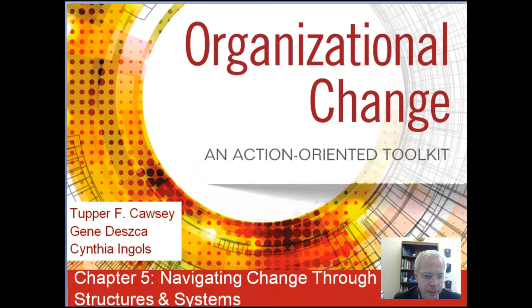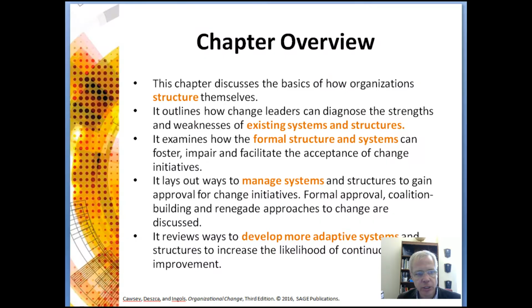Hi, and welcome back. So this is chapter 5, Navigating Change Through Formal Structures and Systems. In this chapter, we're going to look at a number of things, including how organizations structure themselves. We're going to look at existing systems and structures, formal structure and the systems that they support, how to manage systems, and how to develop more adaptive systems.